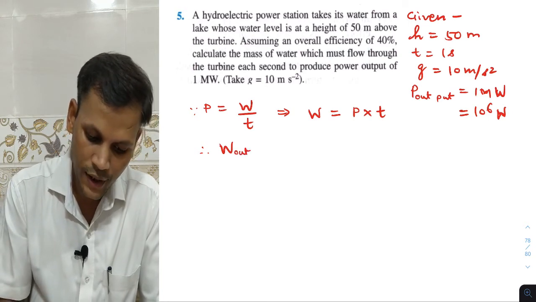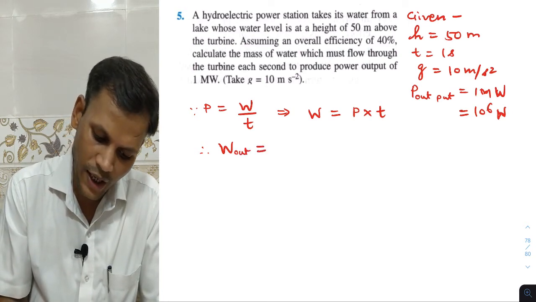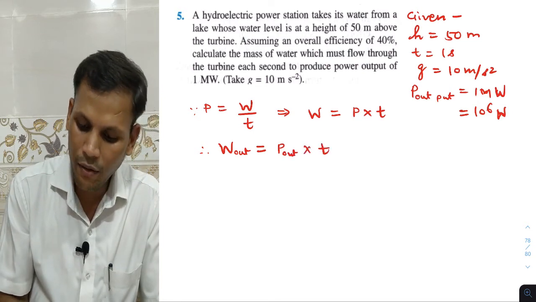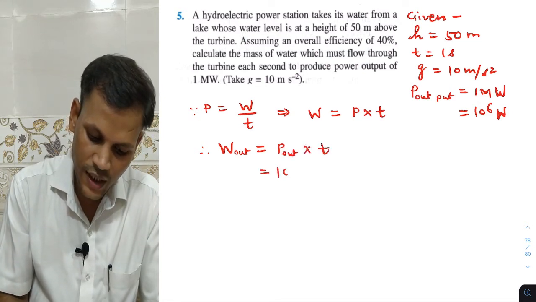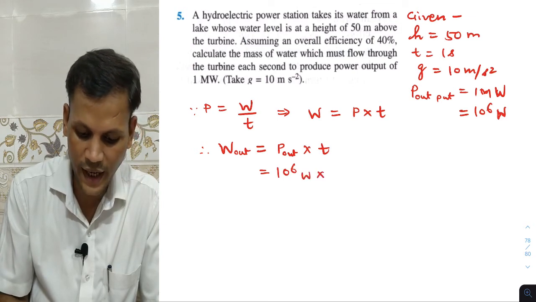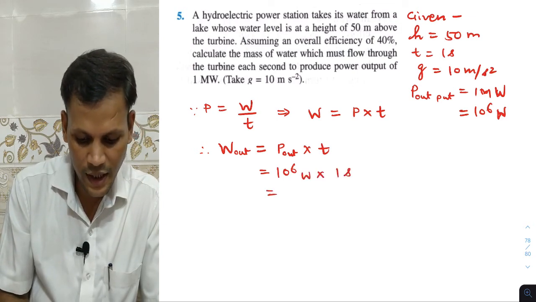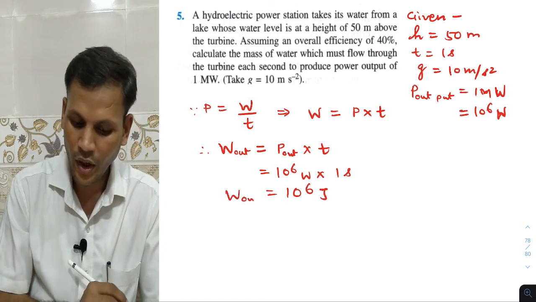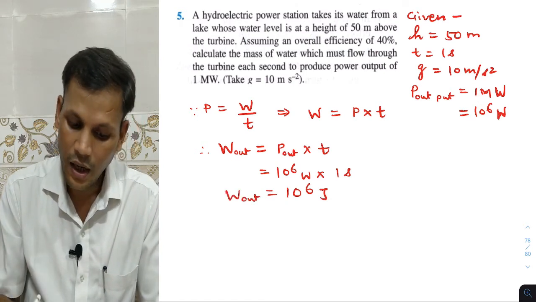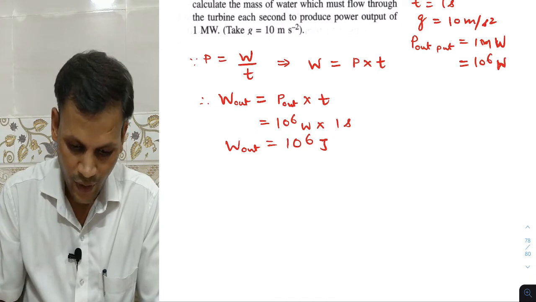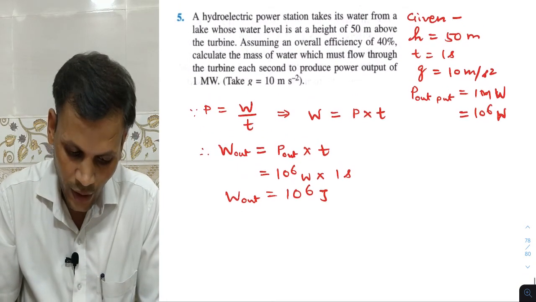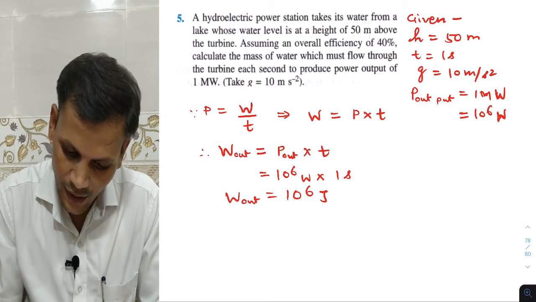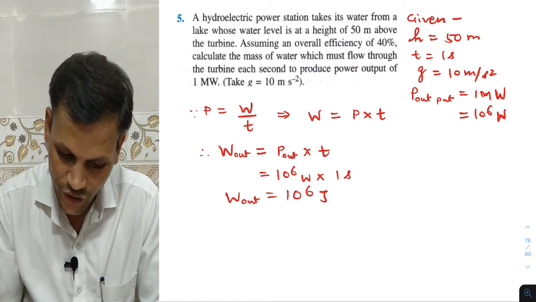Work done output will be power output into time. So output power is 10 raised to 6 watt into 1 second. That will be 10 raised to 6 joule. It is work output. Work output is given. Secondly, we can find out mgh.